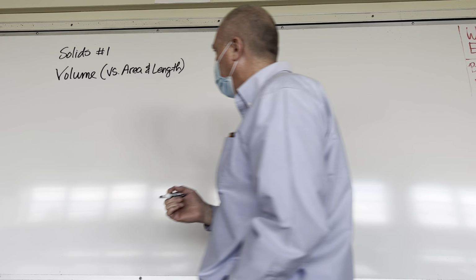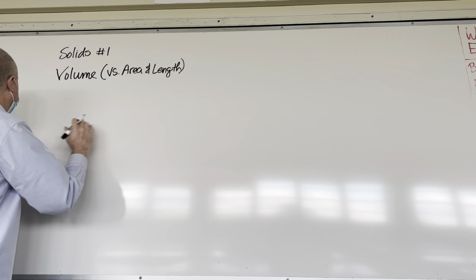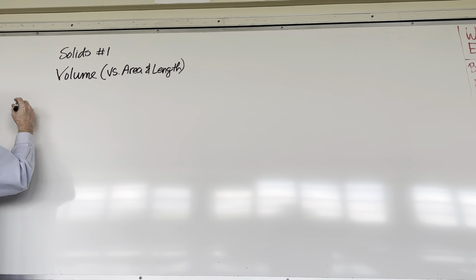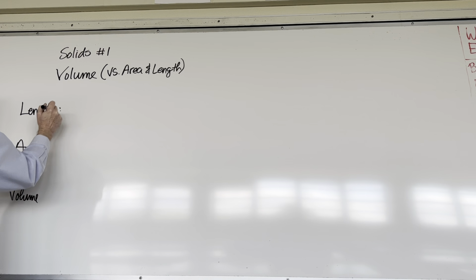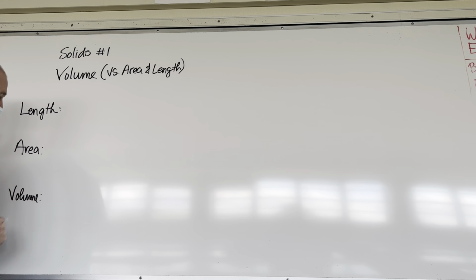So let's map this out a little bit, and I'm going to try to go across here. Let's see if I can get this right. Let's start with length, area, and volume. All right, let's start with units first. So here are some units of length.